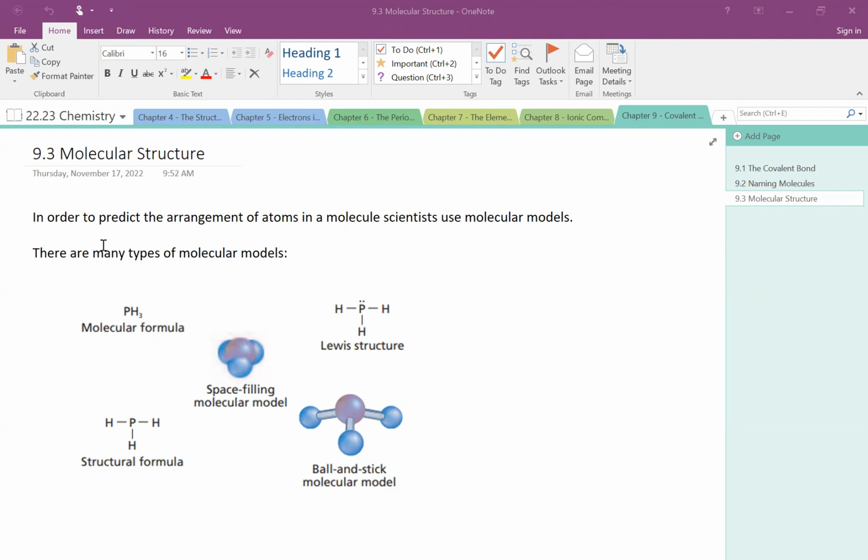So the arrangement of atoms in a molecule is very important. This determines not only a lot of the chemical properties of the substance, but also many physical properties such as melting point and boiling point. So it's something that we need to be able to represent clearly on paper in a systematic way so that everybody can understand what we've drawn.